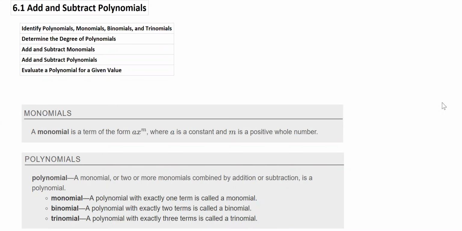We're in 6.1, which is to add and subtract polynomials. Well, this is kind of lengthy, the section. You can see that we have 5 objectives, but it's a light section. It's just that it's lengthy. So we are asked to identify polynomials, monomials, binomials, and trinomials, determine the degree of polynomials, add and subtract monomials, add and subtract polynomials, evaluate a polynomial for a given value.